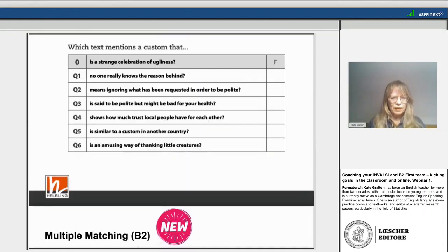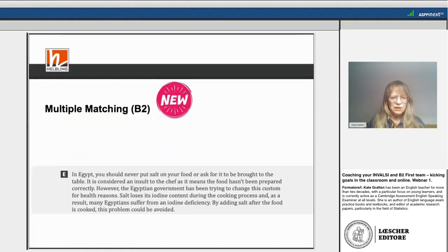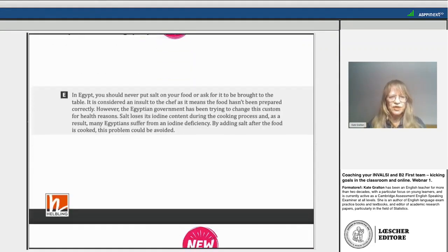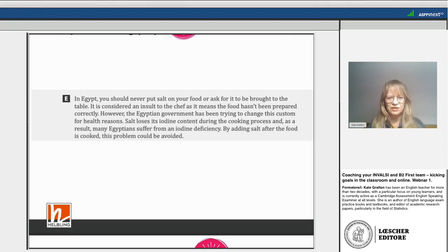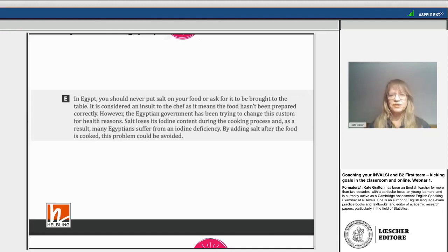If we go to the next one, it is, in Egypt, you should never put salt on your food or ask for it to be brought to the table. It's considered an insult to the chef, as it means the food hasn't been prepared correctly. However, the Egyptian government has been trying to change this custom for health reasons. Salt loses its iodine content during the cooking process, and as a result, many Egyptians suffer from an iodine deficiency. By adding salt after the food is cooked, this problem could be avoided.